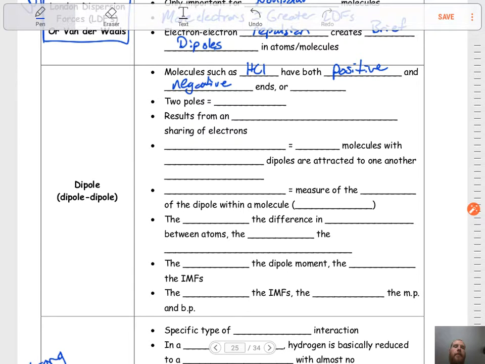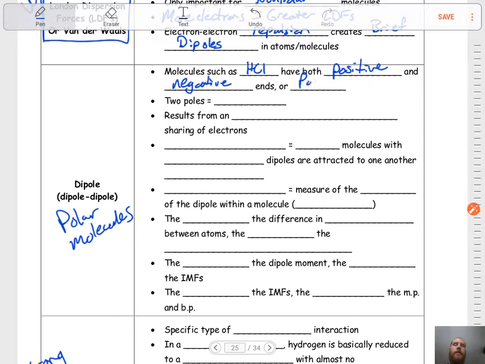And then you can kind of see, is there an equal or unequal sharing? Which one has more electronegativity? There's my partial negative and partial positive. So these are going to be within polar molecules. Okay. And that's what creates that term dipole, two poles. Okay, that's what dipole equals. This results again from that unequal or asymmetrical sharing of electrons.